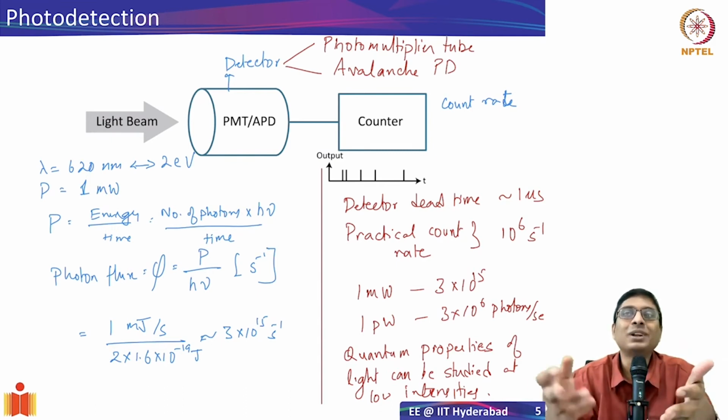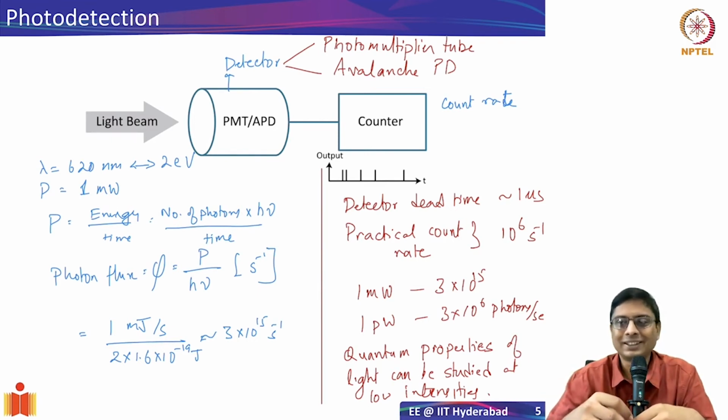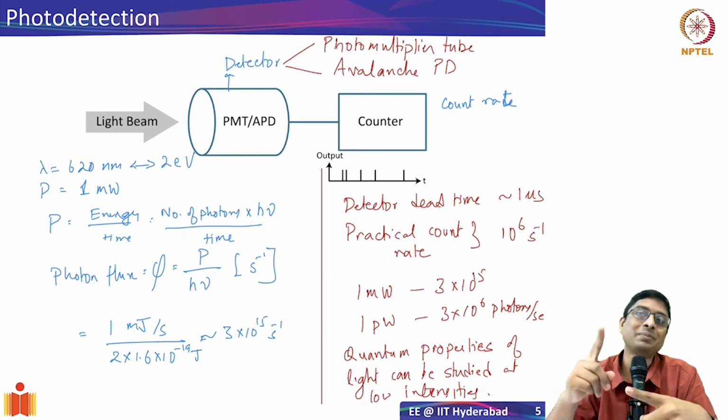A laser pointer has 1 milliwatt of power. That means 1 millijoule per second. You're not able to even feel it. 1 millijoule per second is a small quantity of energy. Right? Now, if I hit you with 1 photon of that, so instead of 1 millijoule of energy, I'm talking about 10 power minus 19 joules.